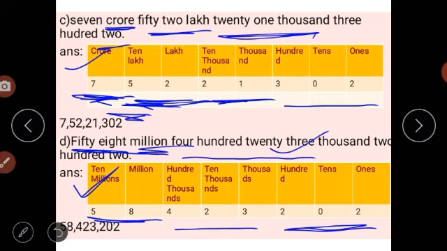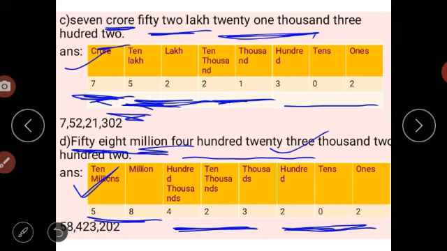Next, what is the value for thousands? We have 423. After showing the value for thousands, we are placing a comma there. What is remaining again? What is the value remaining there? 202. We have written 202 as it is.